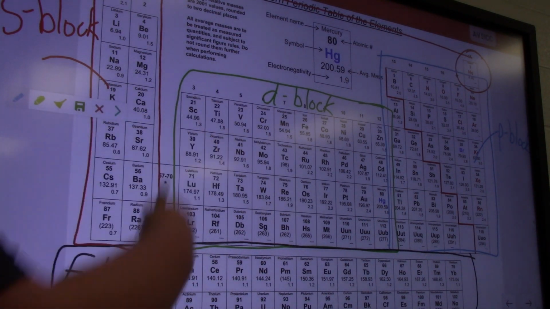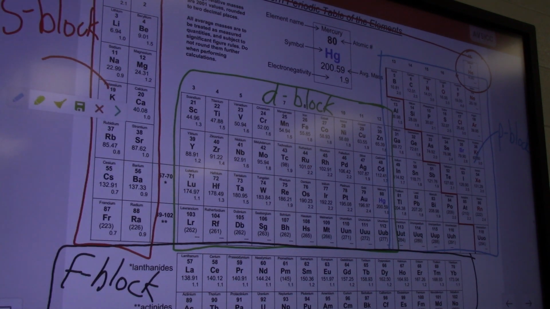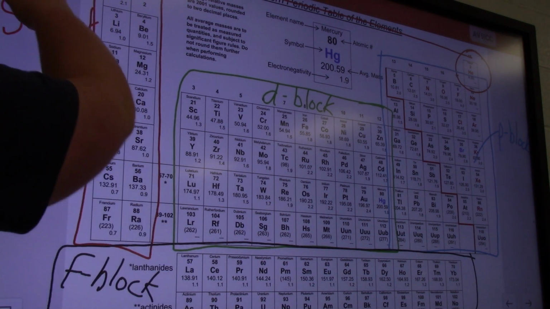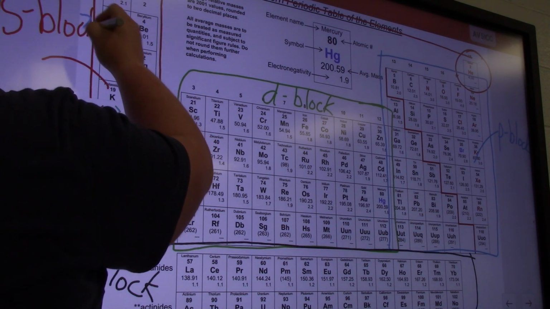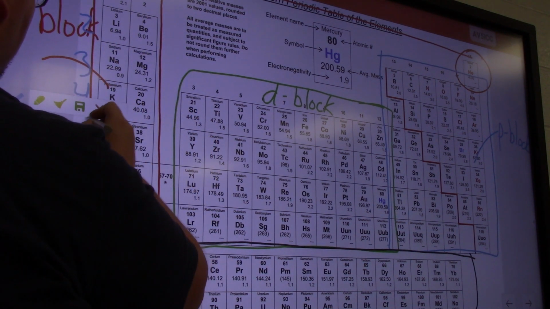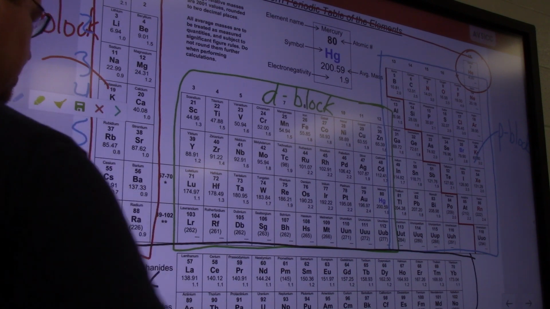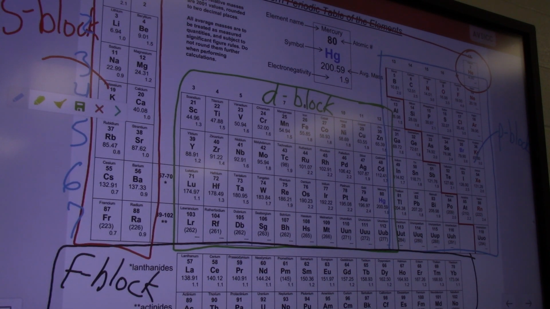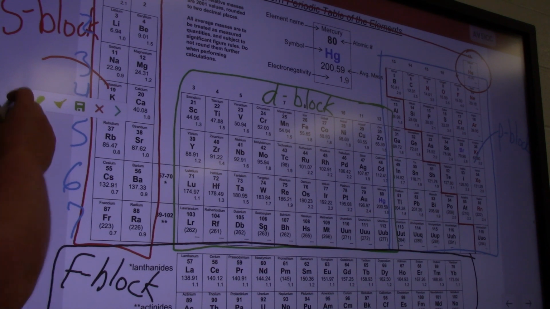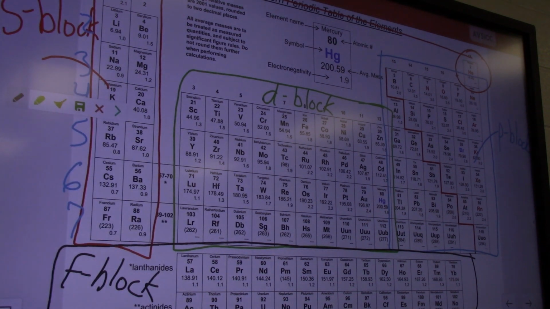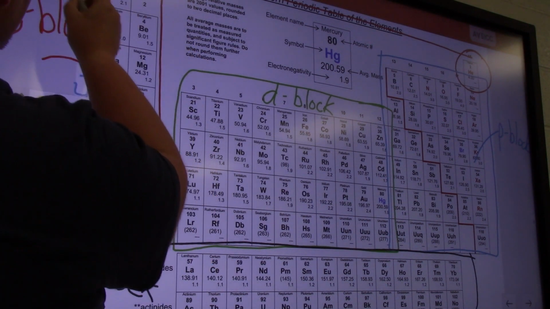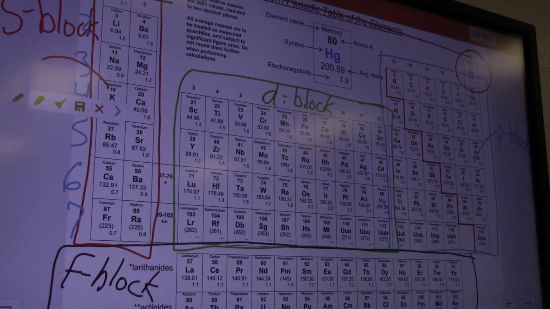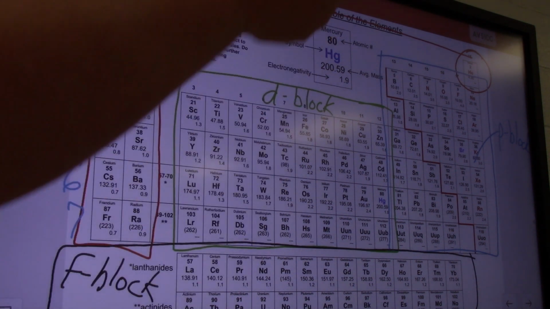Rows are left to right. Columns are up and down. Okay? So I come here. What row is this? 1, there's 2, 3, 4, 5, 6, and 7. So there's the rows of the periodic table. Now, let's start it out. We follow the atomic numbers. So I start here at 1. What row am I? The first row. What block? S. So, 1S.